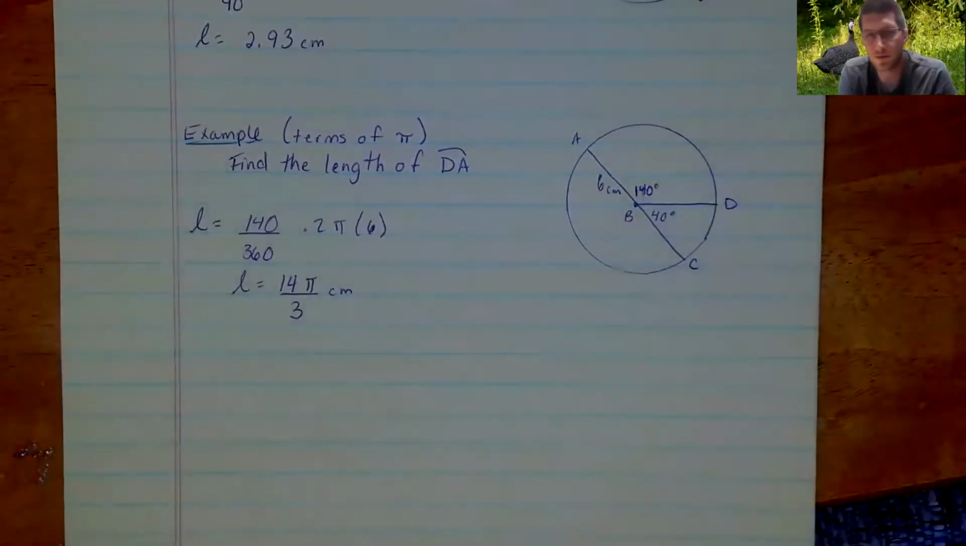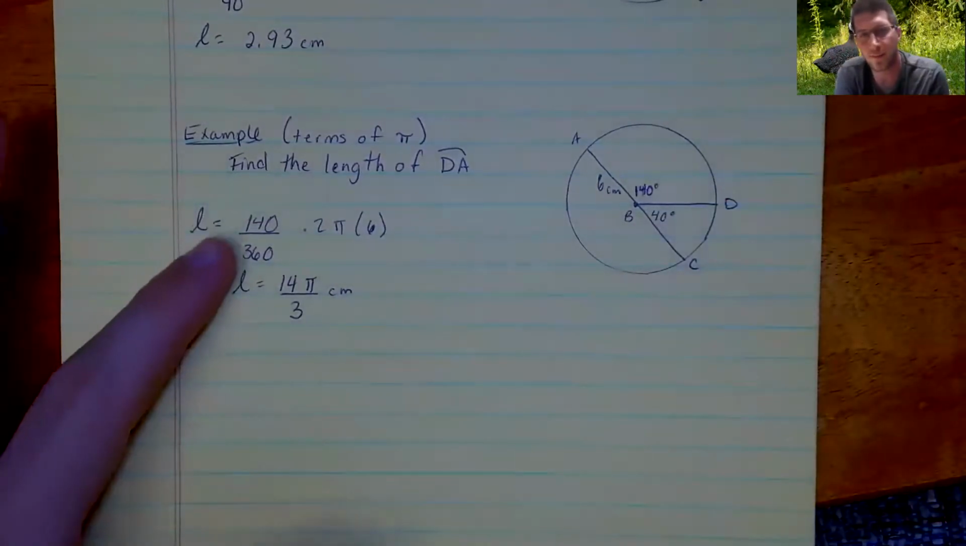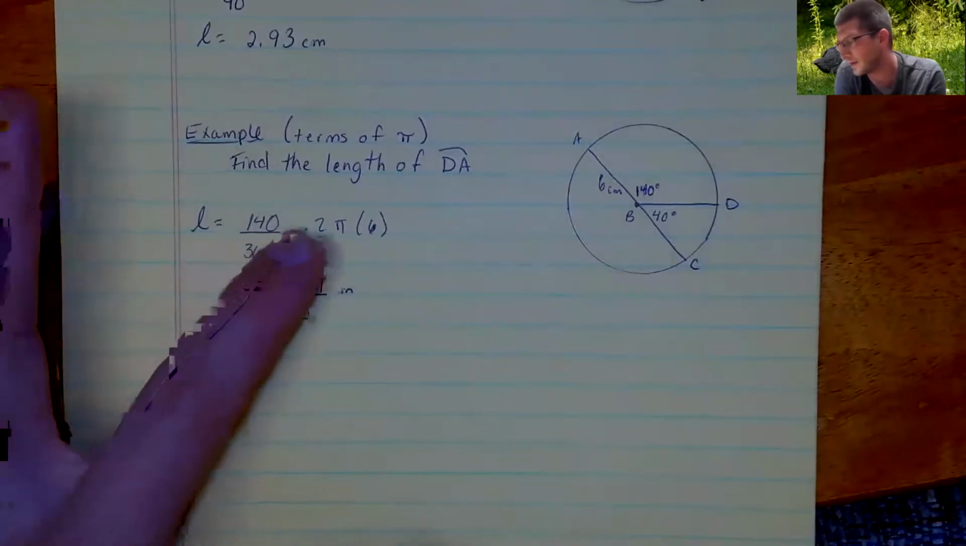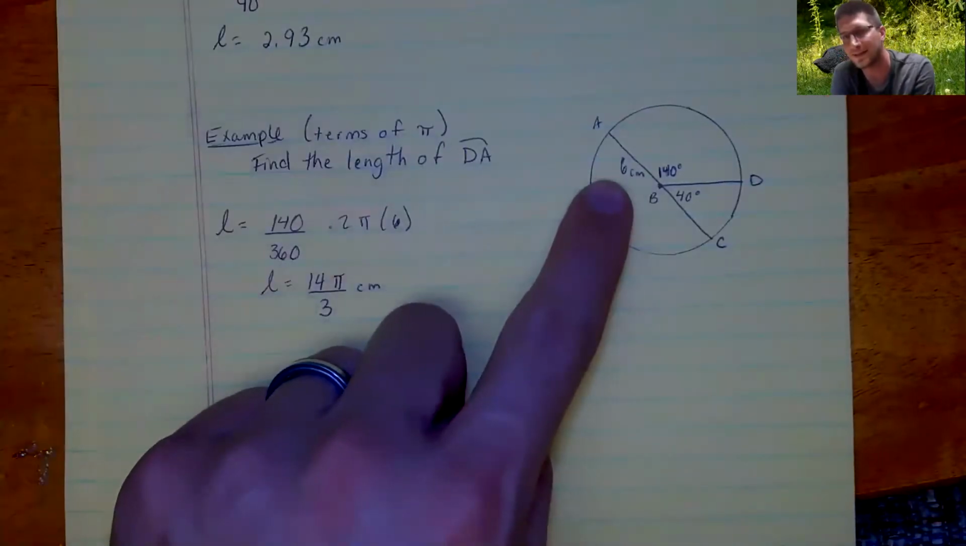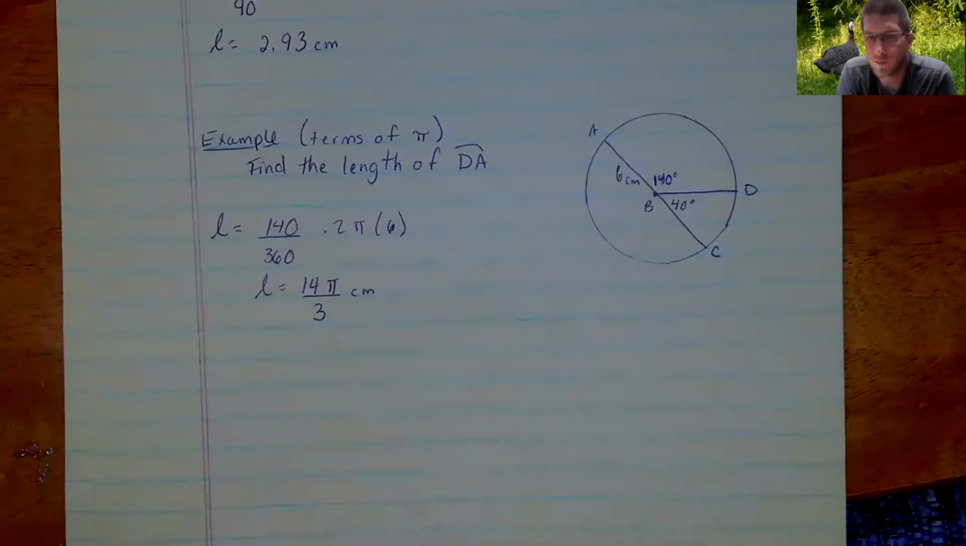And if that's 140 degrees, then I can take that divided by 360 times 2 times pi times r, where r again is 6. And then 140 over 360 reduces, and I can multiply that by 12, reduce it again, and I'll get all the way down to 14 pi over 3 centimeters. Remember, this one says leave in terms of pi.